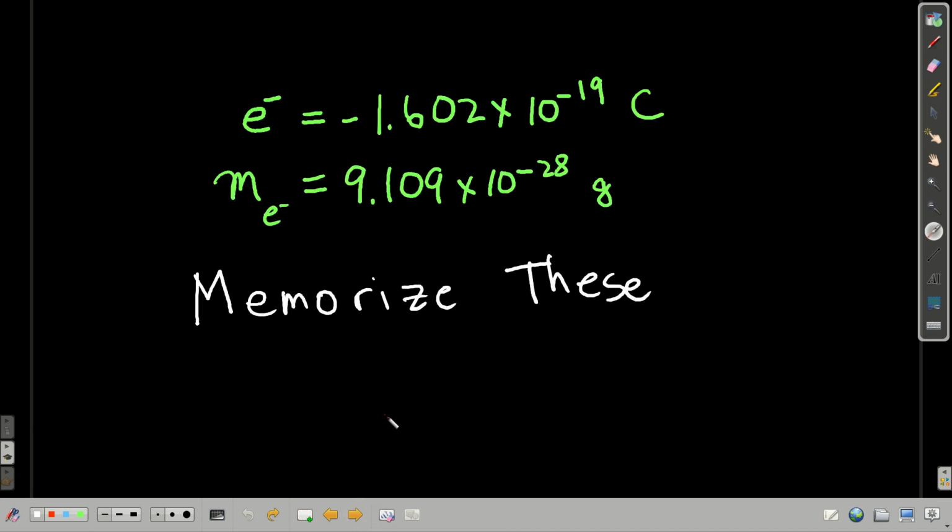So what he found was that the charge on an electron was negative 1.602 times 10 to the minus 19th coulombs, and the mass of an electron was 9.109 times 10 to the minus 28th grams, or 9.109 times 10 to the minus 31st kilograms. Memorize these. They're going to be very useful to know.